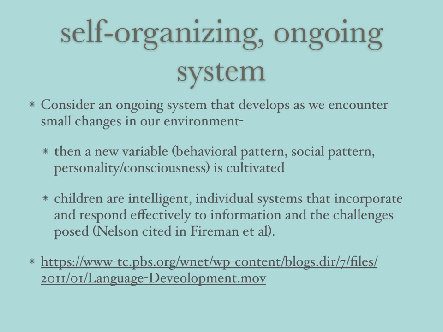Okay, so let's talk about that self-organizing ongoing system again. Consider a system that develops as we encounter small changes in our environment. So let's think about a baby, right? Their development, let's view it as an ongoing system. When we encounter a new behavior or a new pattern, we cultivate that pattern in ourselves. So if you have a 6-month-old who is suddenly smiling or clapping or waving, that behavior or that social pattern that they are doing has been cultivated via someone in their environment. Maybe the dad has been smiling and clapping with the baby over and over again, and suddenly the baby has learned it, right?